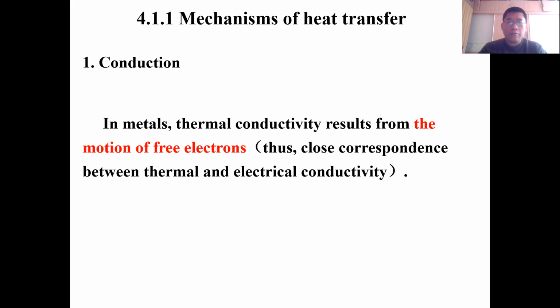Conduction may result from different causes. For example, in metals, thermal conductivity results from the motion of free electrons. Because there are many free electrons in metals, the motion of free electrons is the reason of conduction. So there is a close correspondence between thermal and electrical conductivity.